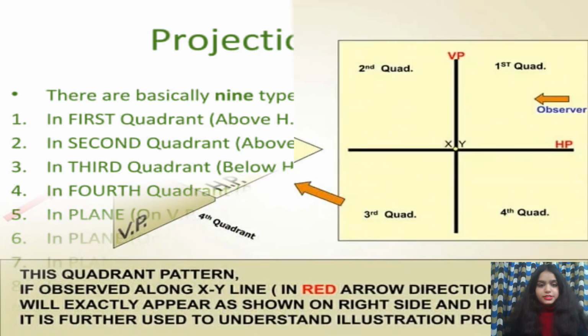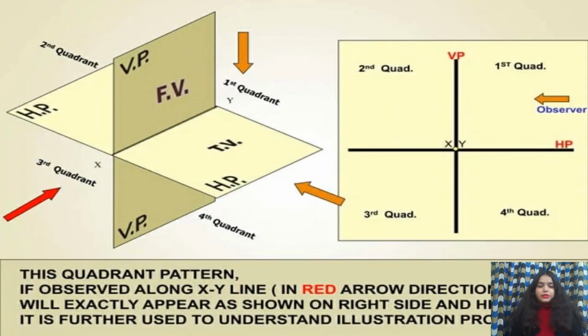See, I was talking about this only. You already know that in 2D we have a horizontal x-axis and a y-axis. You can see in the figure this x-axis and y-axis. Now the x-axis is called HP and the y-axis is called VP. You already know first quadrant, second quadrant, third quadrant and fourth quadrant. You also know that the observer will be seeing from this side, as it's given in the figure itself.